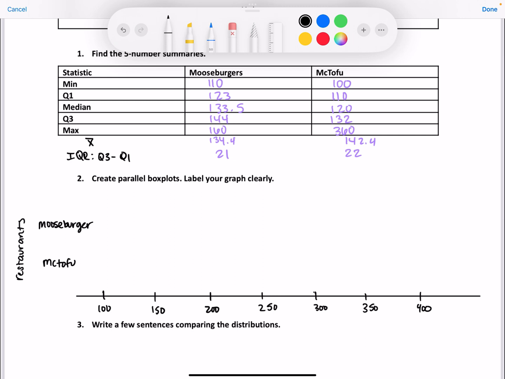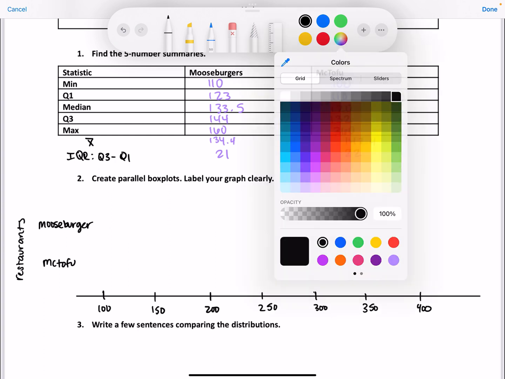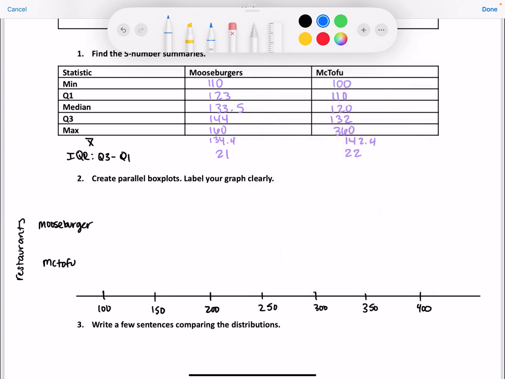Okay. At first, I was confused how to draw these, but now it makes more sense. Now I like them. I will say your calculator can do them for you. We'll do that in a second, but we're going to do it by hand first. Okay, I'll start with that one on the bottom.